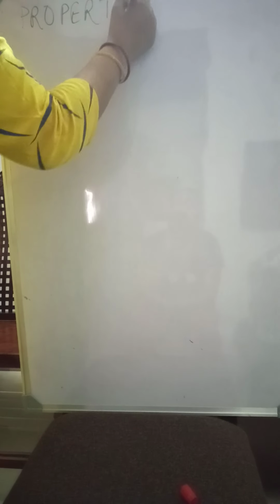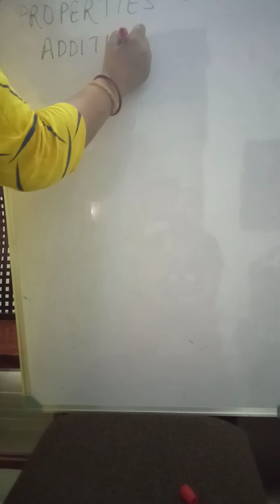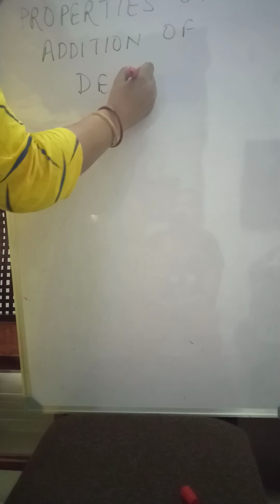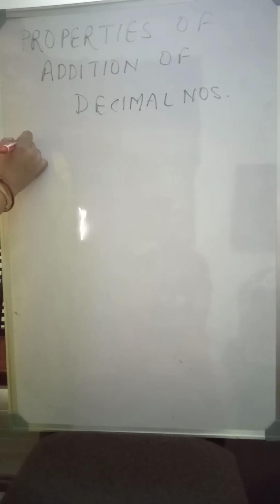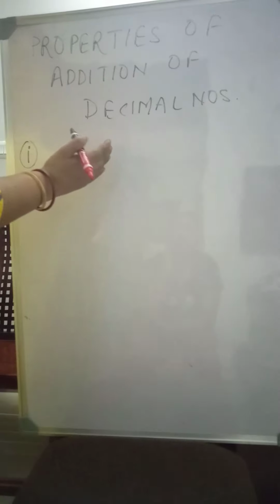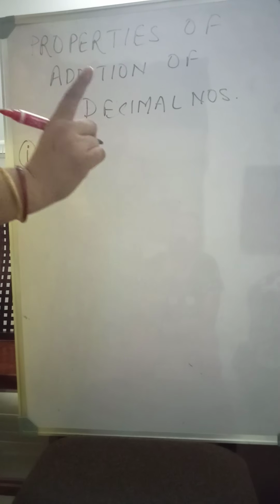Properties of addition of decimal numbers. Okay, so there are some properties. All of you see, if we change the order of the addends, these properties are nearly the same as the properties of addition in whole numbers.